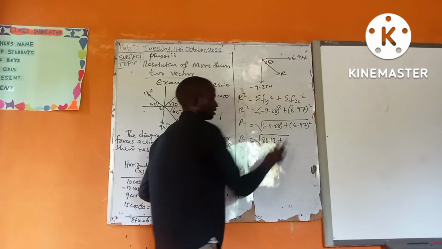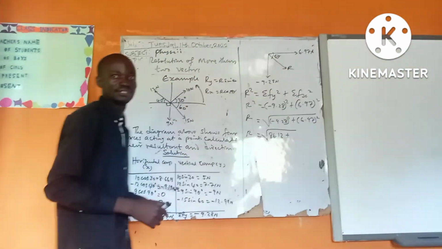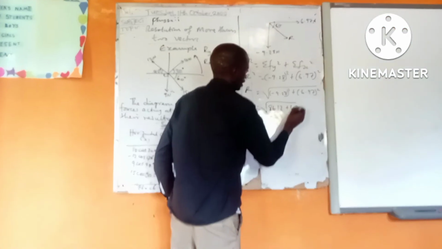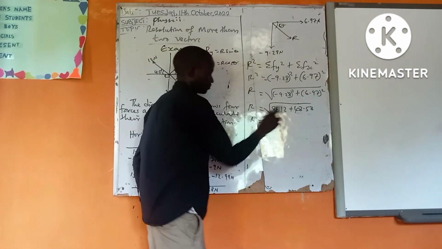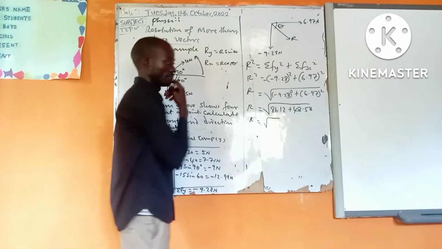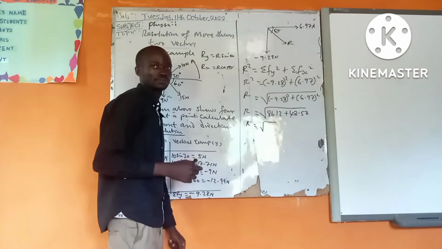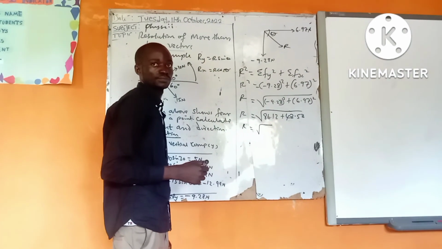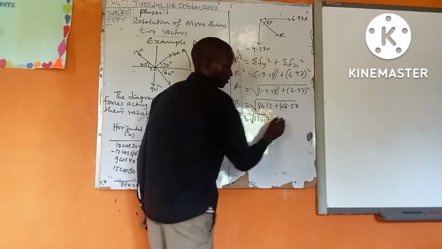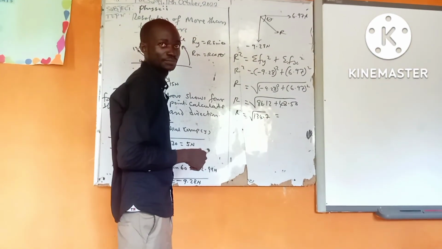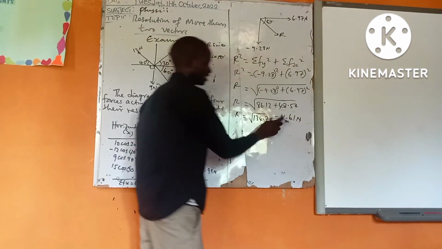86.12 plus 48.58, it will give you 134.7. The square root of that gives 11.61 Newton. So this is the magnitude of the resultant.